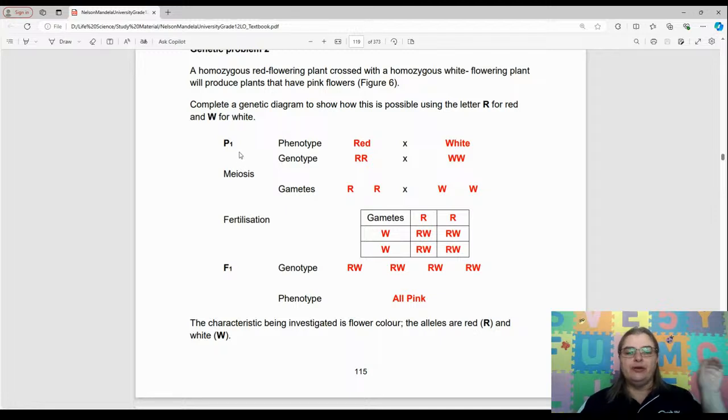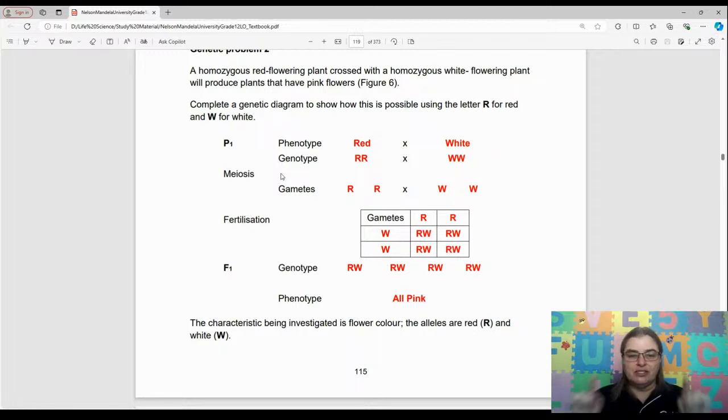We start off with our parent generation. What is our phenotype? How does the plant look? It's pure red for one parent, pure white for the other, and genetically represented by capital R, because those are pure homozygous parents, and capital W, again, homozygous, okay? During meiosis, we get the split of each allele. So we've got one R over here, one R, and another W and a W.